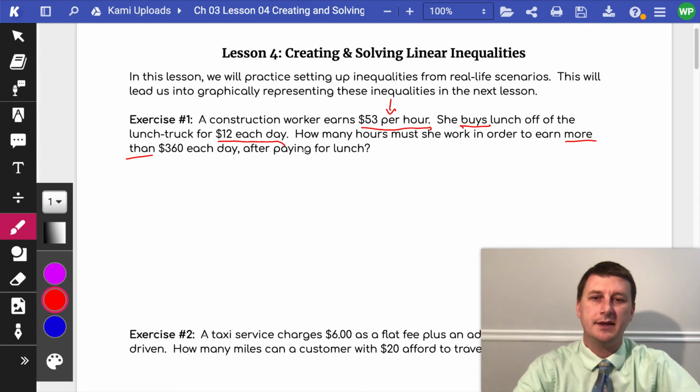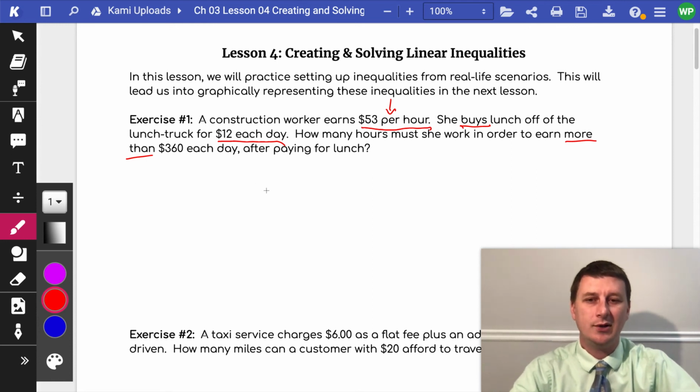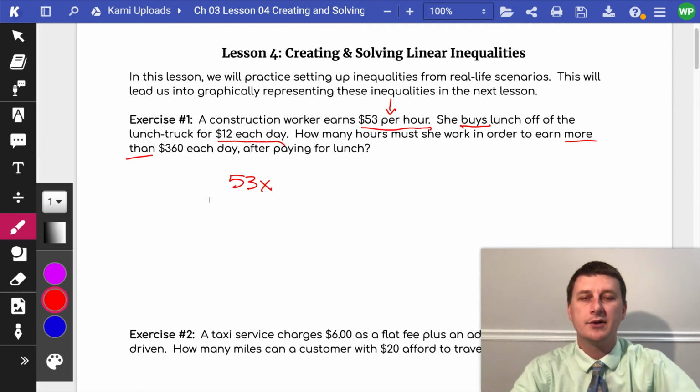So at this point, we want to set up an inequality to represent all of this information. So every hour she works in that day, she's getting $53. So we're going to set up the first part of our inequality by saying that $53 for every hour she works. We don't know how many hours she's working, but that's what we need to figure out, how many hours she must work. So there's our variable x to represent the number of hours worked.